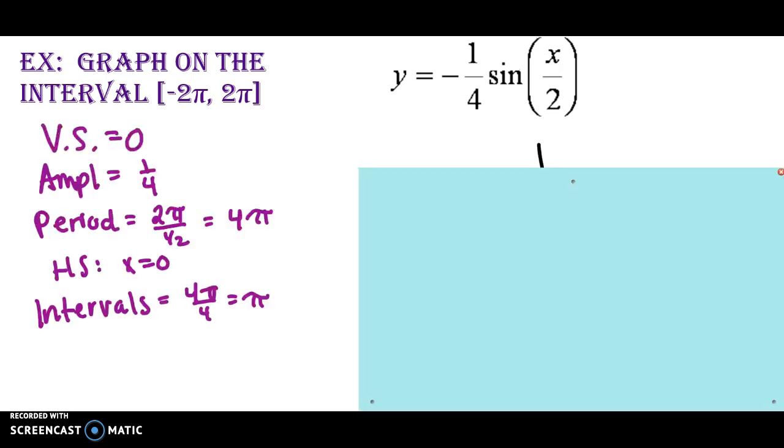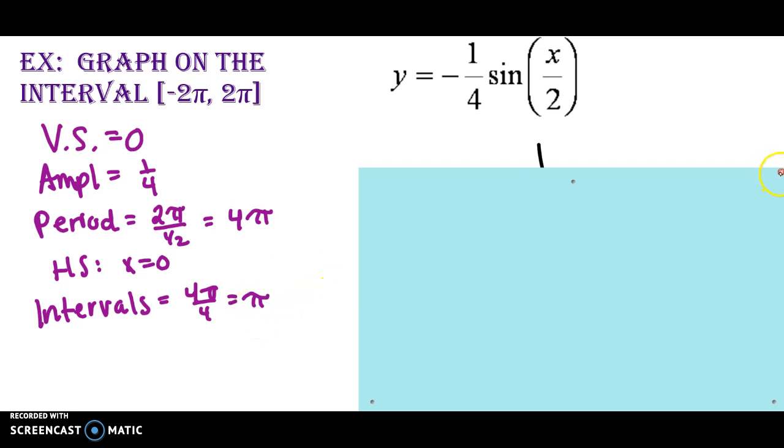All right, so let's check this information here. You should have a vertical shift of 0. Your amplitude is positive 1/4. The period is 4 pi. The horizontal shift, or the starting x value, is at 0. And the intervals will be pi.